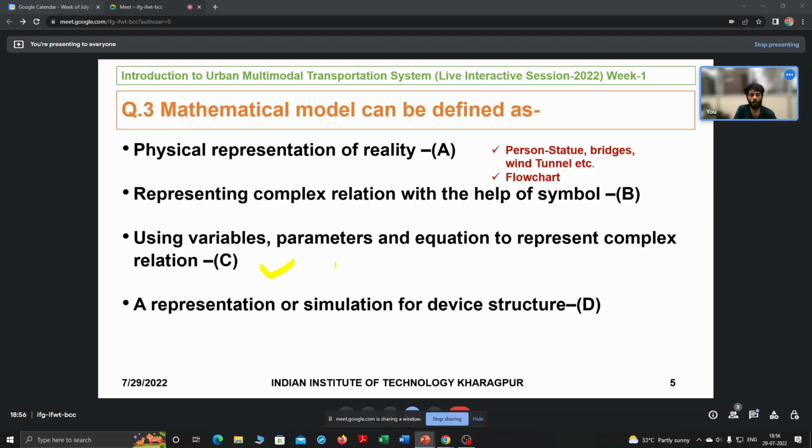So this is called a physical model. The second one is representing complex relations with the help of symbols. So it is called a symbolic model. So what is a symbolic model?